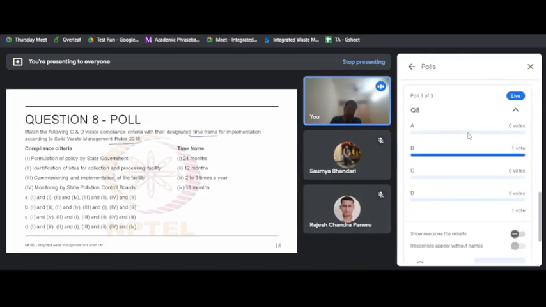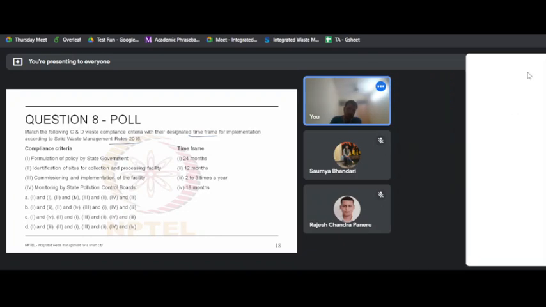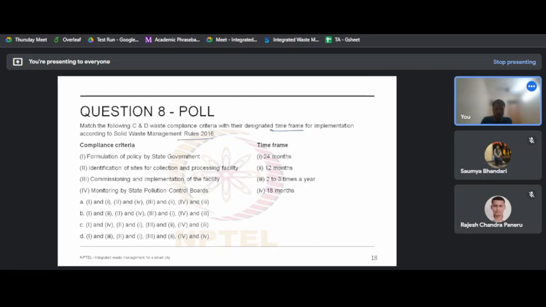We have one response for the second option. Wait for a few more seconds, then we'll discuss the answer. Okay, we will discuss the answer for this one.